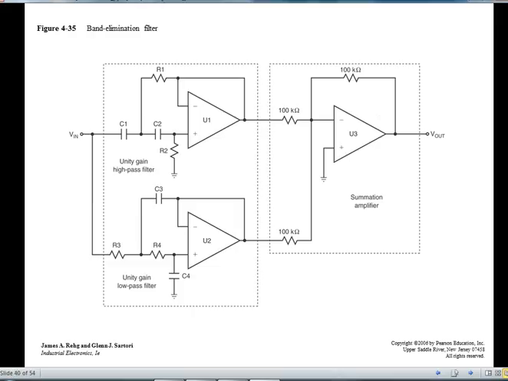Well, what's happening here? This looks like an instrumentation amplifier, maybe. No, it's a band elimination filter. So it's got a high pass filter and a low pass filter, and it's eliminating them. It's eliminating the guy in the middle.